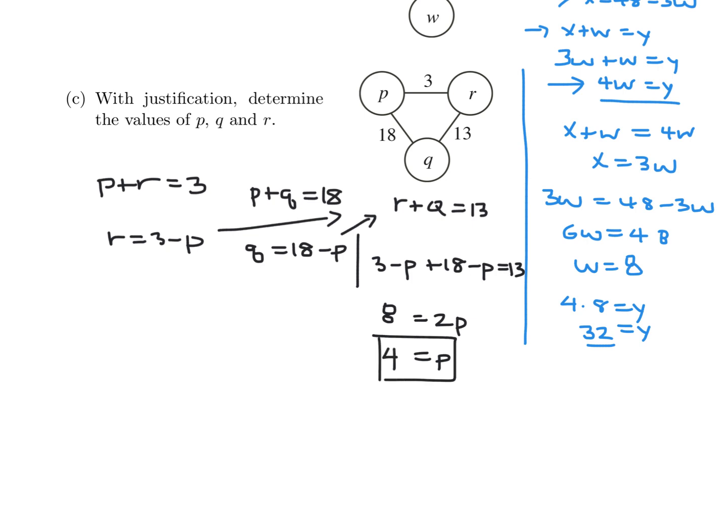And we therefore can easily figure out the values of r and q. r would be 3 minus 4, so that's negative 1. And q would be 18 minus 4, which is 14. So there you have it. Those are the values for p, q, and r.